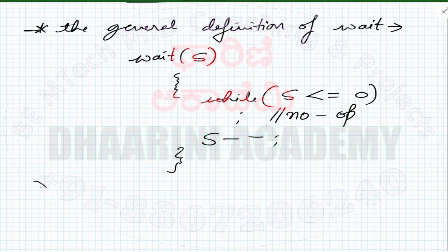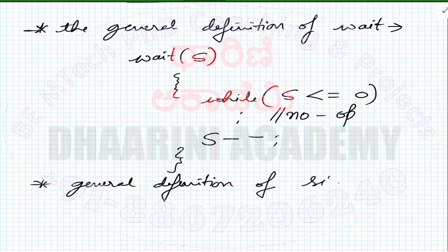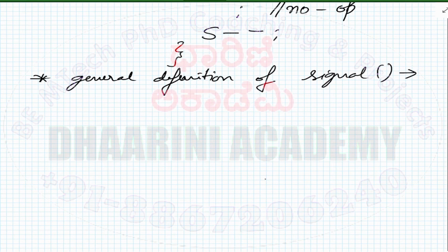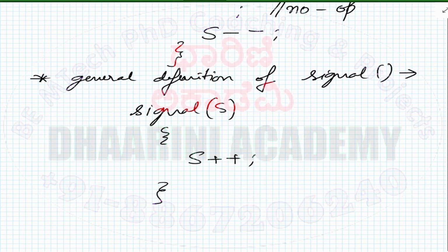Then let's define the general definition of signal. So we declare this as signal of S. Here we simply perform S++ and come out. So we can see that the S value is accessed both by wait as well as by signal.